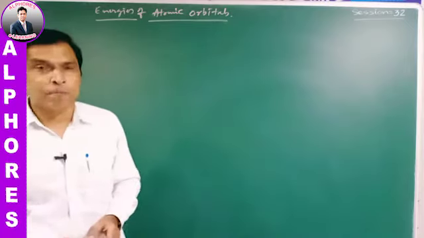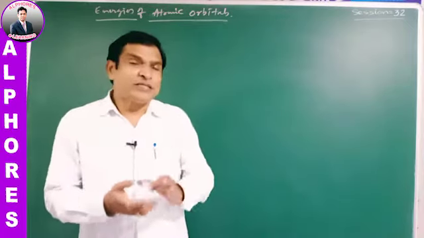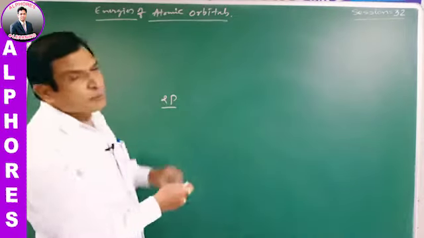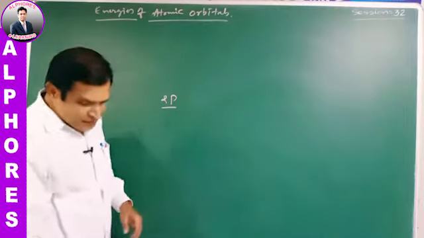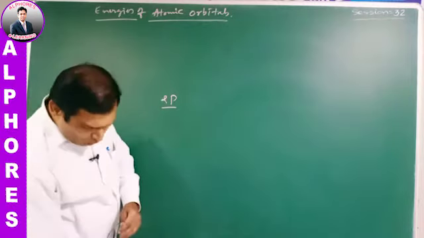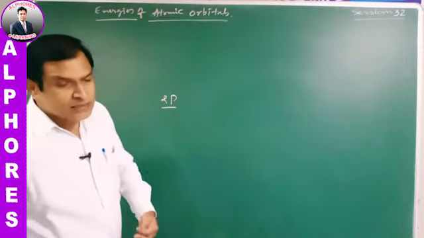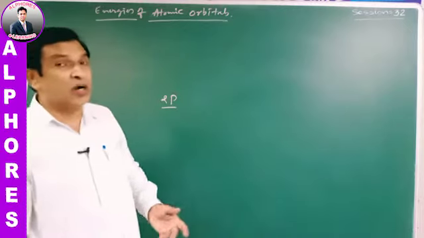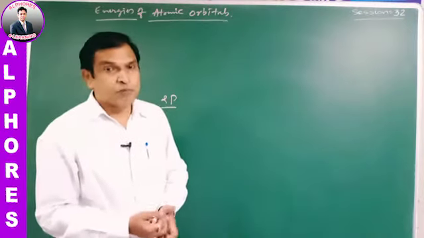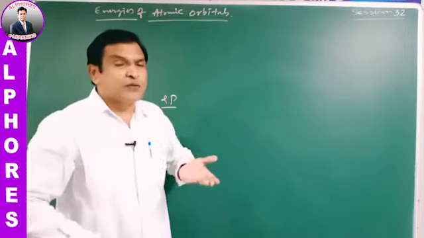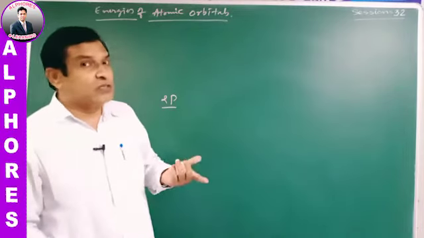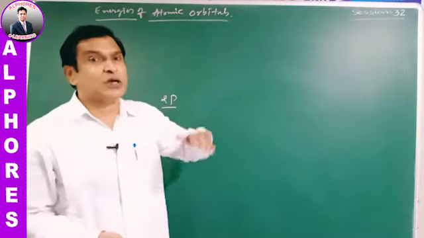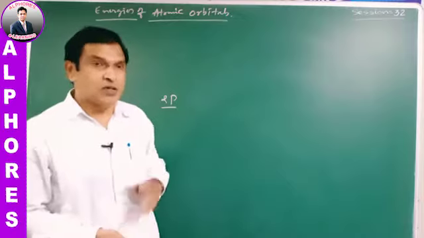For example, the 2p subshell contains 3 p orbitals. If the energies of all the p orbitals are the same, that is, identical energy orbitals, they are called degenerated orbitals. That means in the absence of a magnetic field or electric field, all the 3 p orbitals possess identical, equal energy. So the p orbitals, or the equal energy orbitals, are called degenerated orbitals.